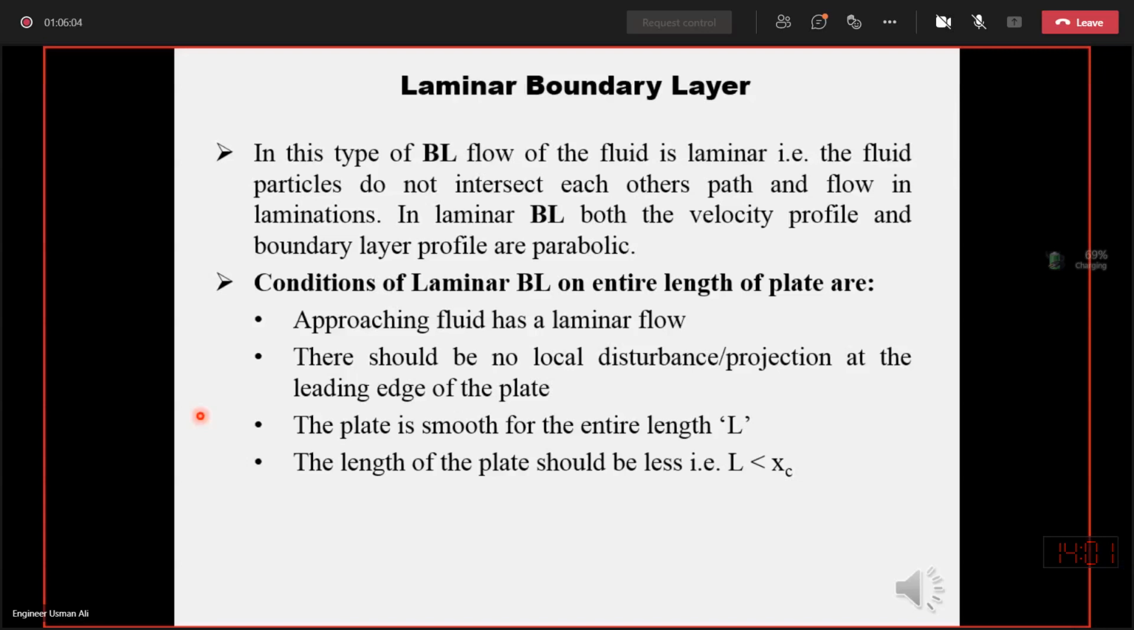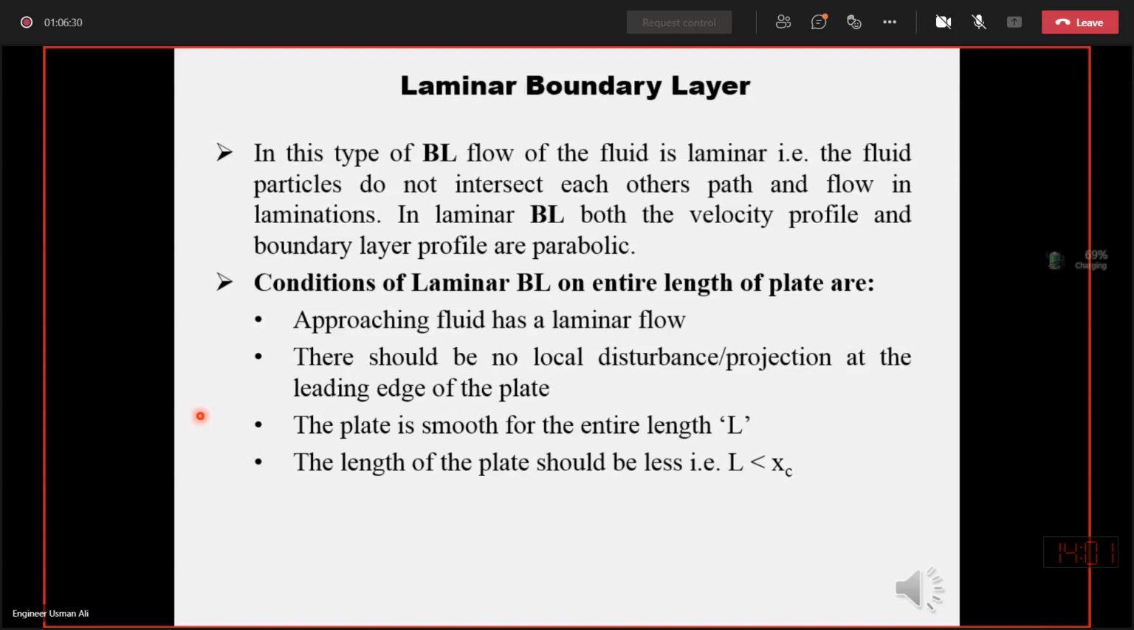So for a laminar flow of the fluid on the surface of the plate, the resulting boundary layer will be the laminar boundary layer, and this will be a parabolic laminar boundary layer. And also the velocity profile will be parabolic, showing the variation of velocity within the boundary layer and no variation outside the boundary layer. So this is about the laminar boundary layer.